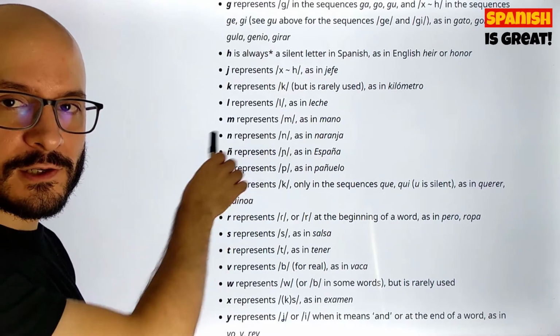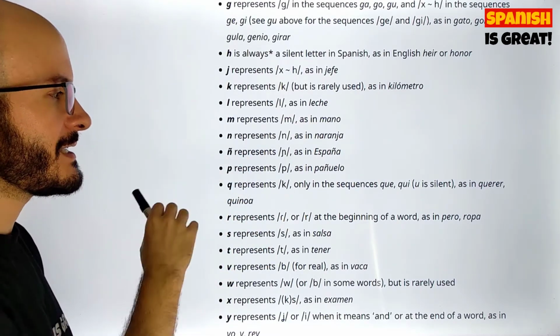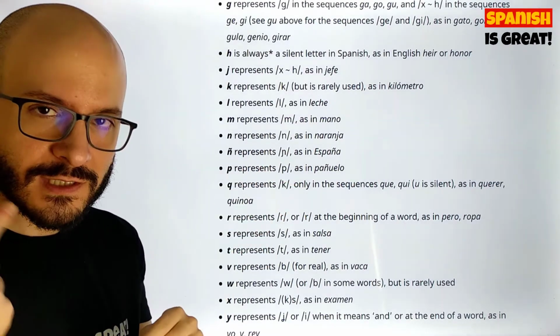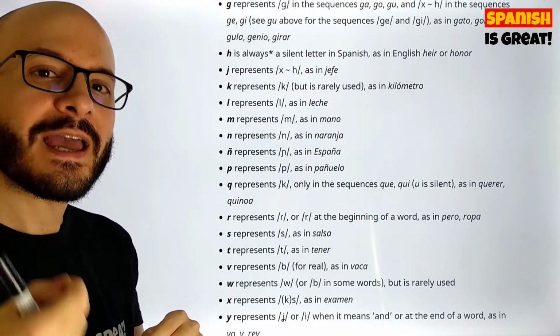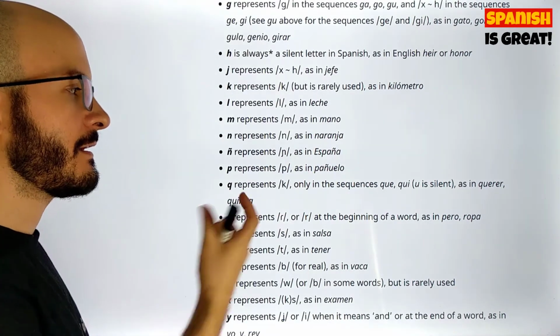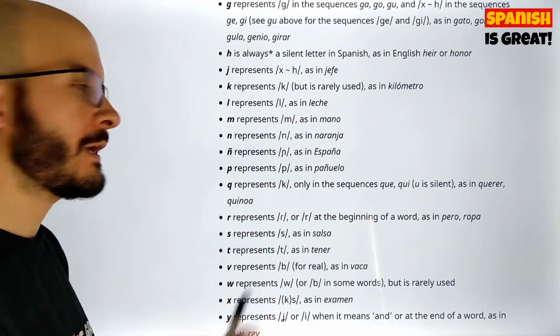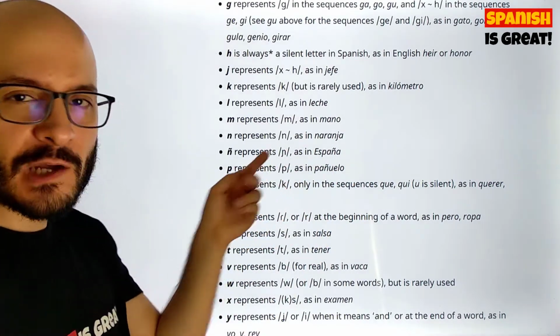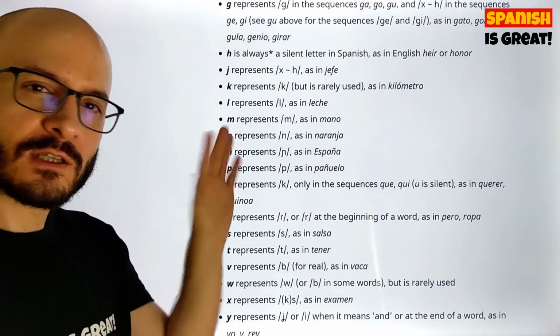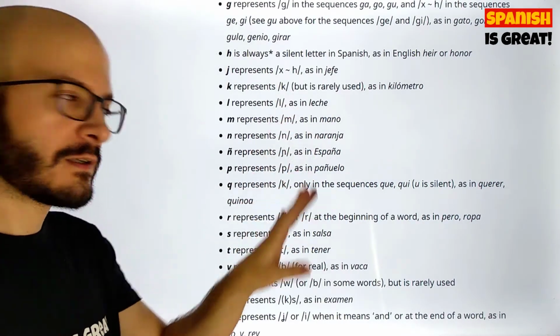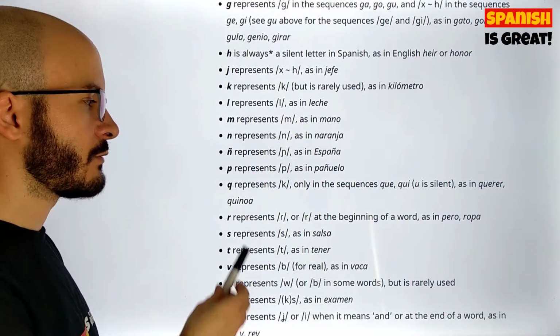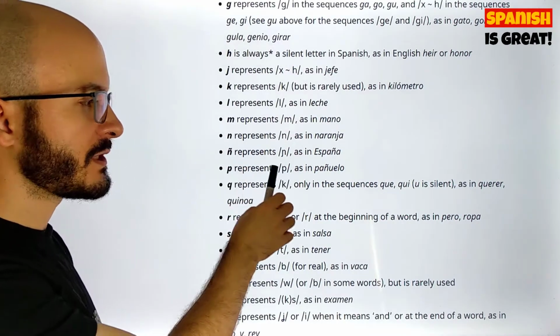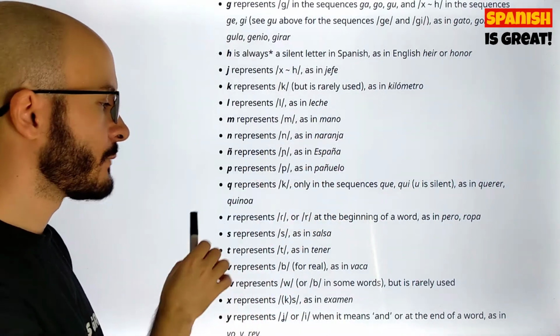Ñ, so here's a new letter, you might know it, no? Ñ represents this sound which doesn't exist in English, no? Ñ, as in España, okay? This is a sound that you have to practice. Not now because we are just starting, but you have to take it into account. Then P represents P, as in pañuelo.